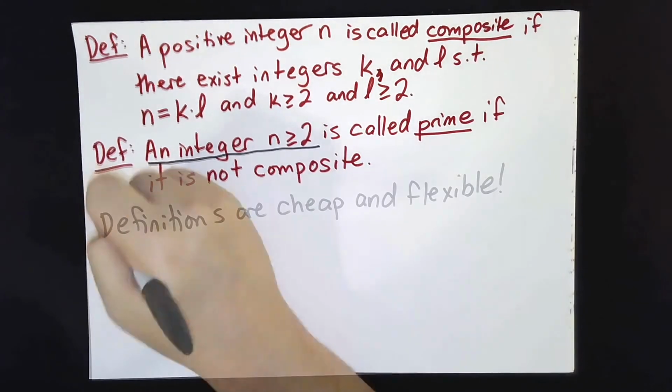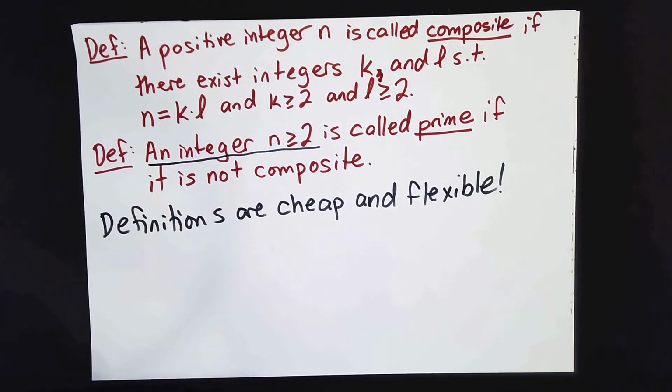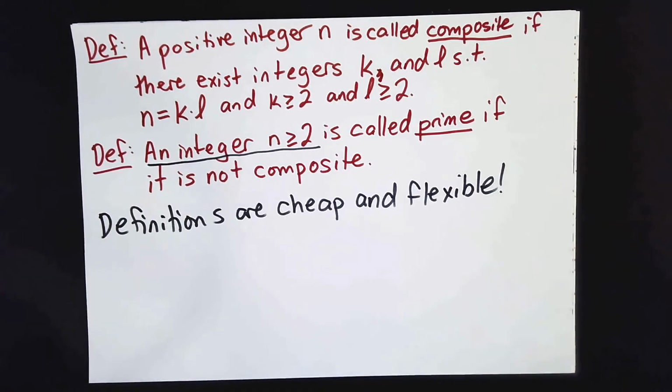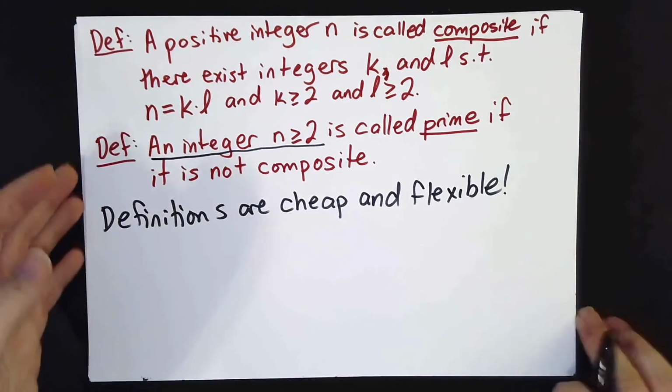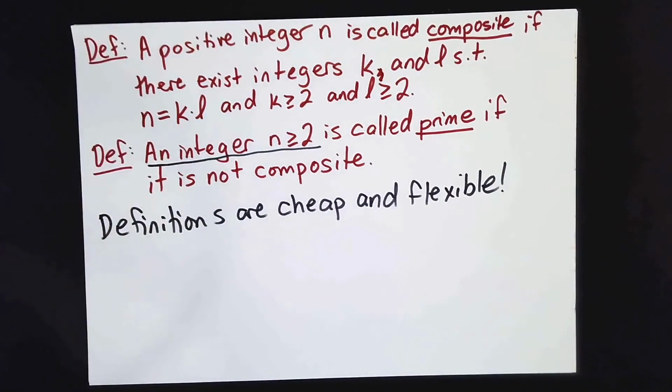But one moral I really want you to take away from this is that definitions are cheap. By which I mean, you could define anything to be anything you want. It doesn't get you anywhere to have a definition. The hard work is, once you have a definition, proving things about it.